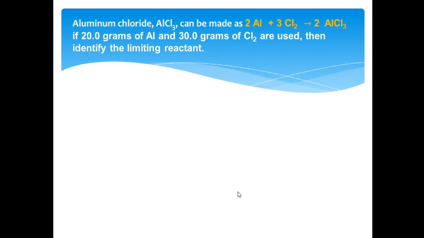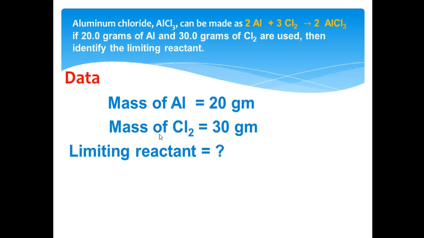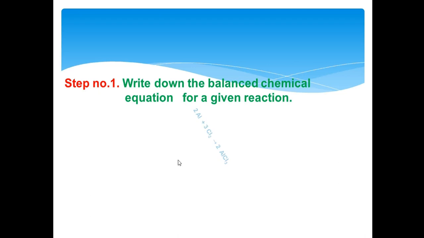Now consider another example. In this example, the data shows that the mass of aluminium is 20 gram and the mass of chlorine is 30 gram, and we are going to calculate the limiting reactant. According to the first step, this is the balanced form of the reaction.